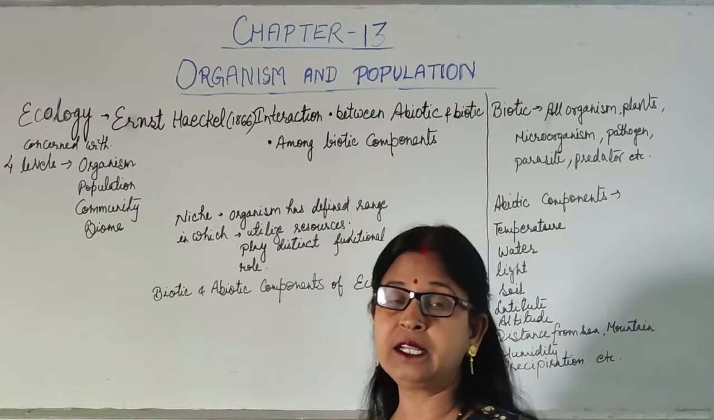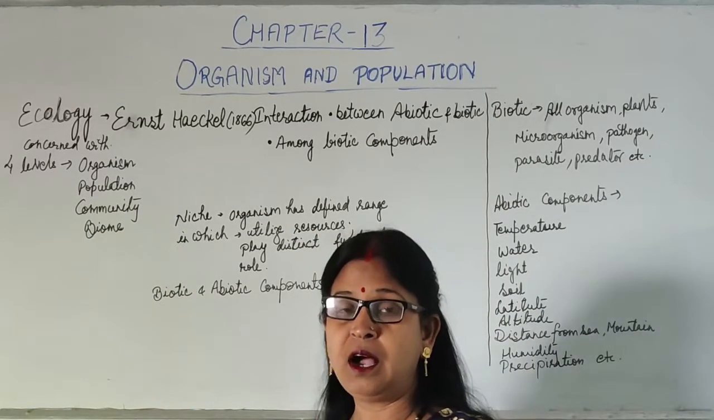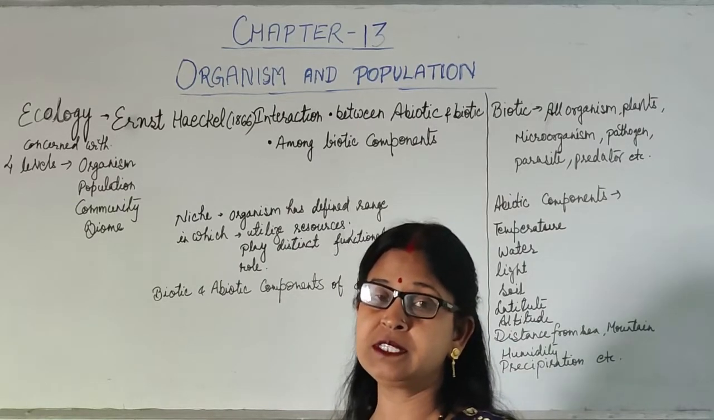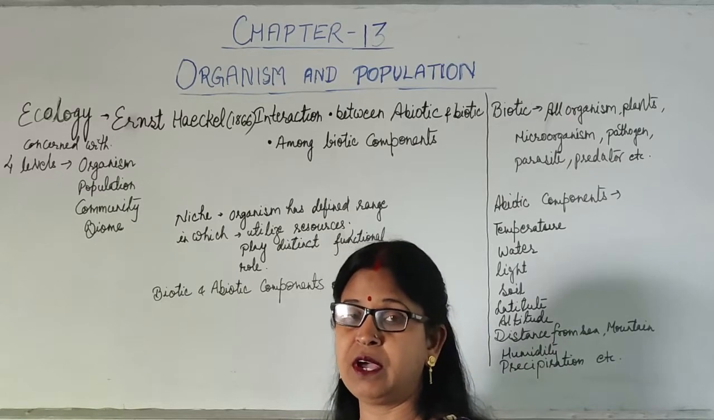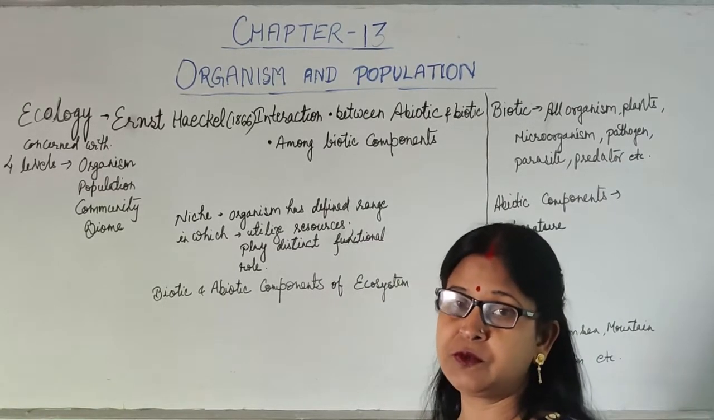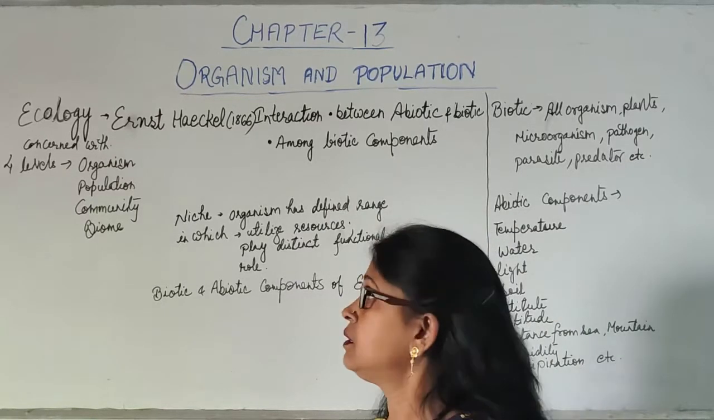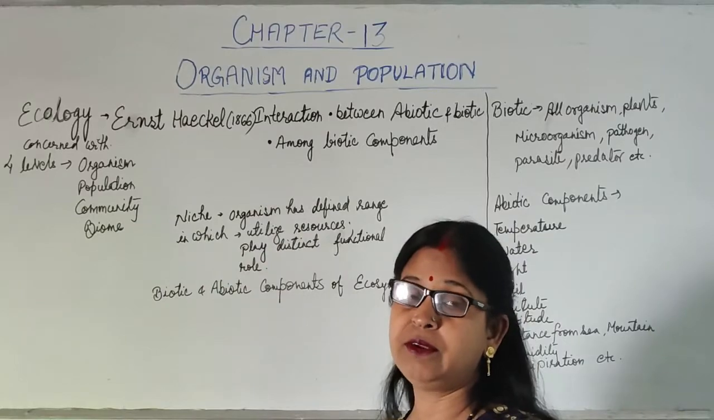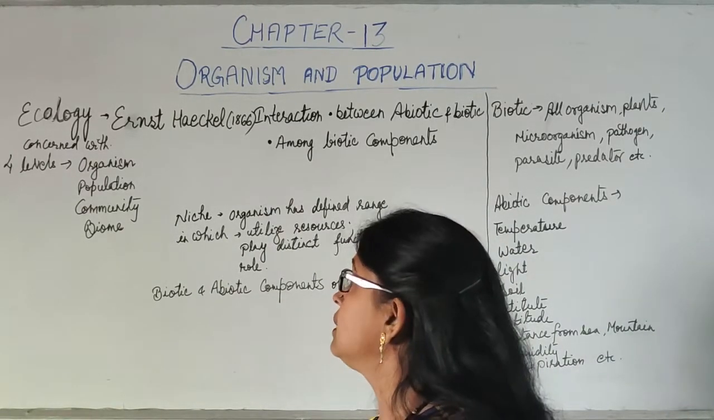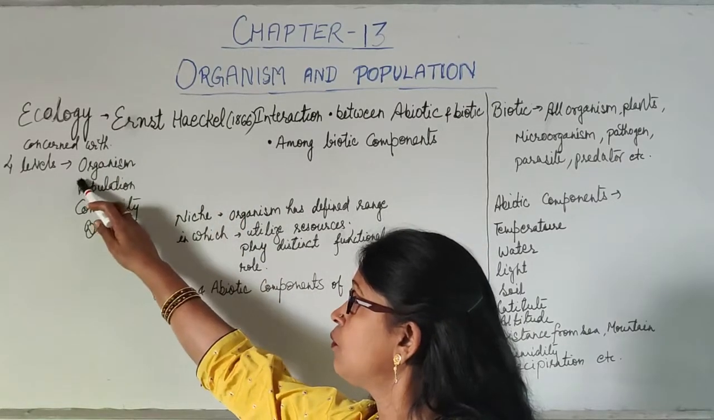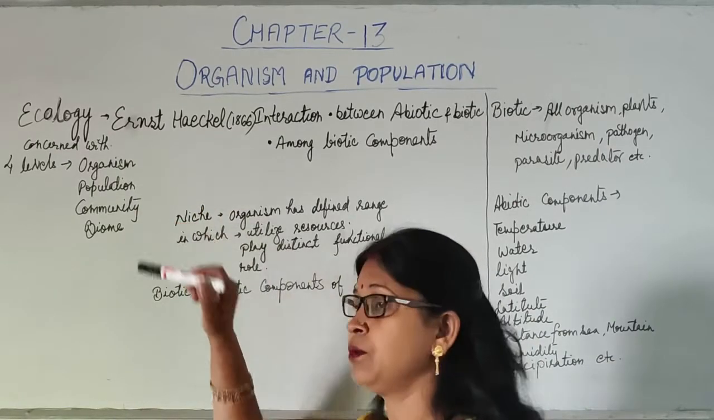components are interacting with each other, how they are responding towards each other, and how there are different types of adaptations in organisms to adapt to or survive in that particular environment, to cope with the stressful conditions of that environment. All these things we'll study. The term ecology was first given by Ernst Haeckel in 1866. Ecology is concerned with four levels, that is organism, population, community and biome.